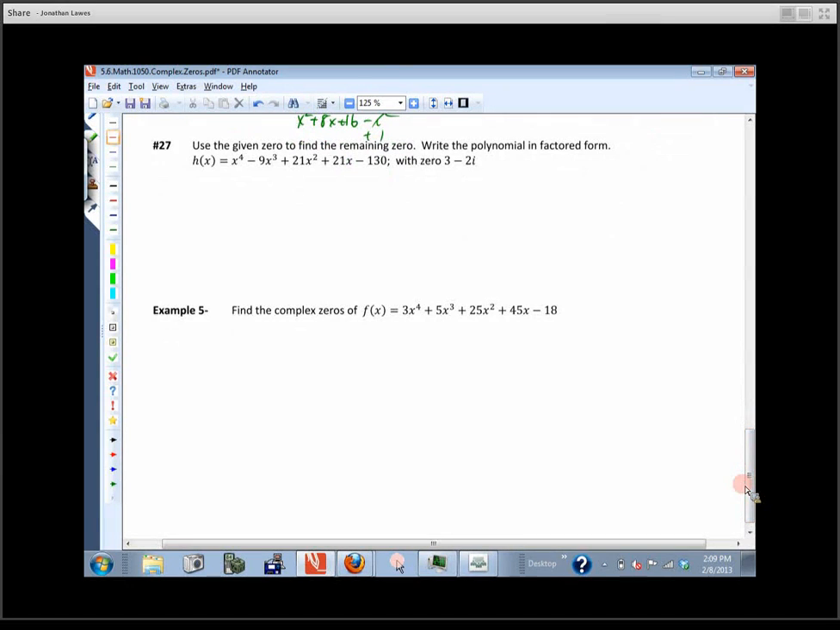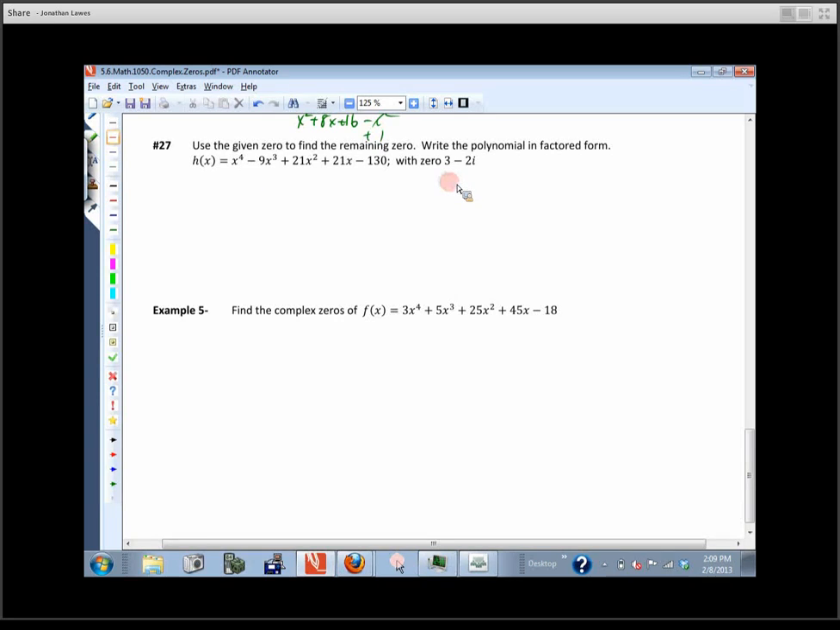Now again, this is where you've got to use your head. This one says, given the zero, find the remaining zeros, and then write the polynomial in factored form. Now, how many zeros on number 27 are we looking for? We're looking for 4, right? Because it's a degree 4 polynomial.